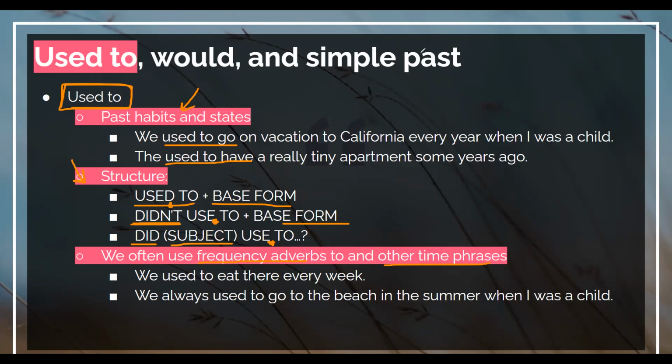For example, we used to eat there every week. That's another time phrase. Every week, every month, every year, every Tuesday, right? Those go at the end of the sentence to give more context. And if you want to use frequency adverbs, they always go before used to. We always used to go to the beach in the summer when I was a child.